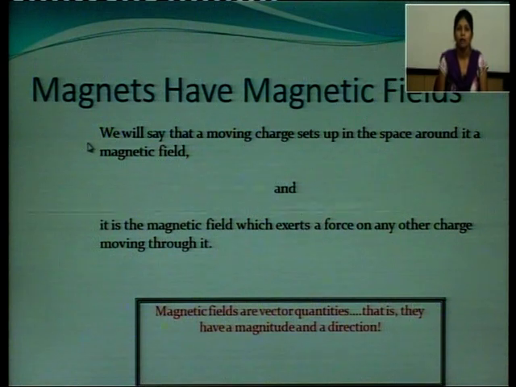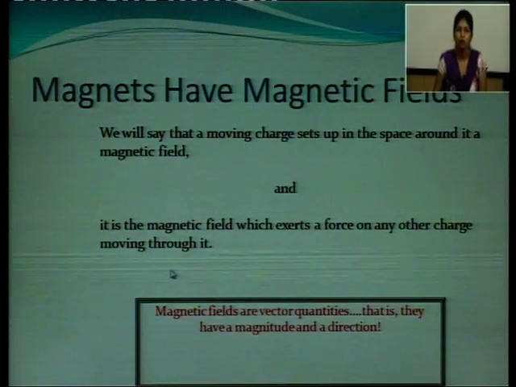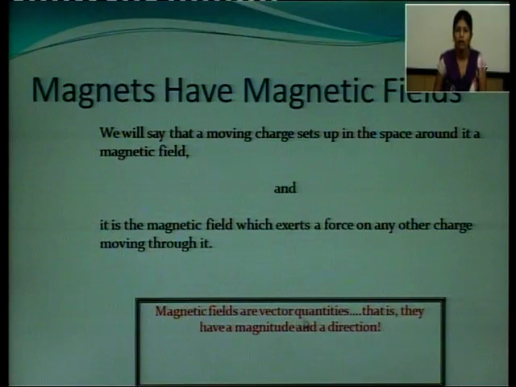Now all the magnets have a magnetic field. We can say that a moving charge sets up in the space around it a magnetic field, and it is the magnetic field which exerts a force on any other charge moving through it. These magnetic fields are vector quantities, that is, they have a magnitude and direction.